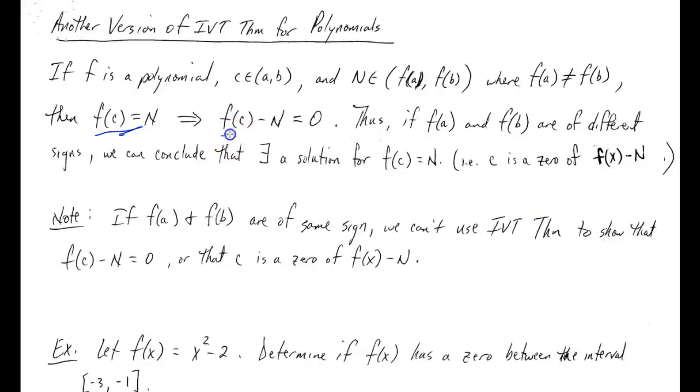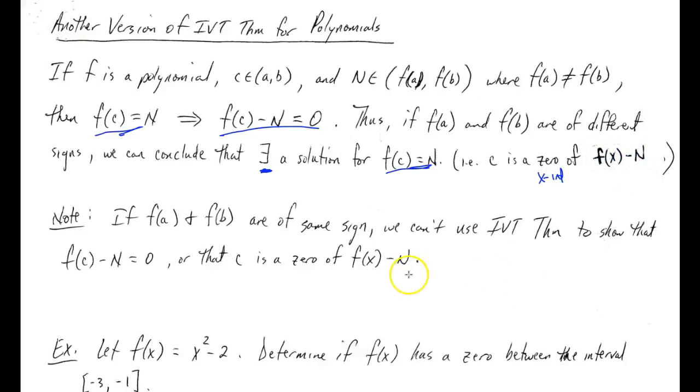But if we rewrite that another way, then we can look at it as f of c minus n is equal to 0. And so thus, if f of a and f of b are of different sign, meaning one of them is positive and the other one is negative, we can conclude that there exists at least one solution for this particular equation here. Okay. Or put another way, c is a 0 or an x-intercept of the function f of x minus n.